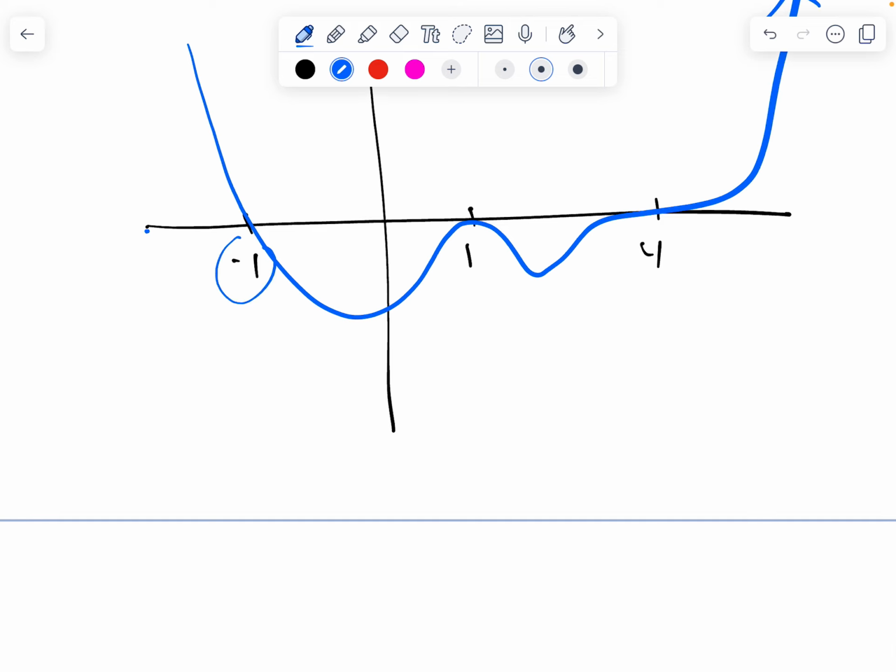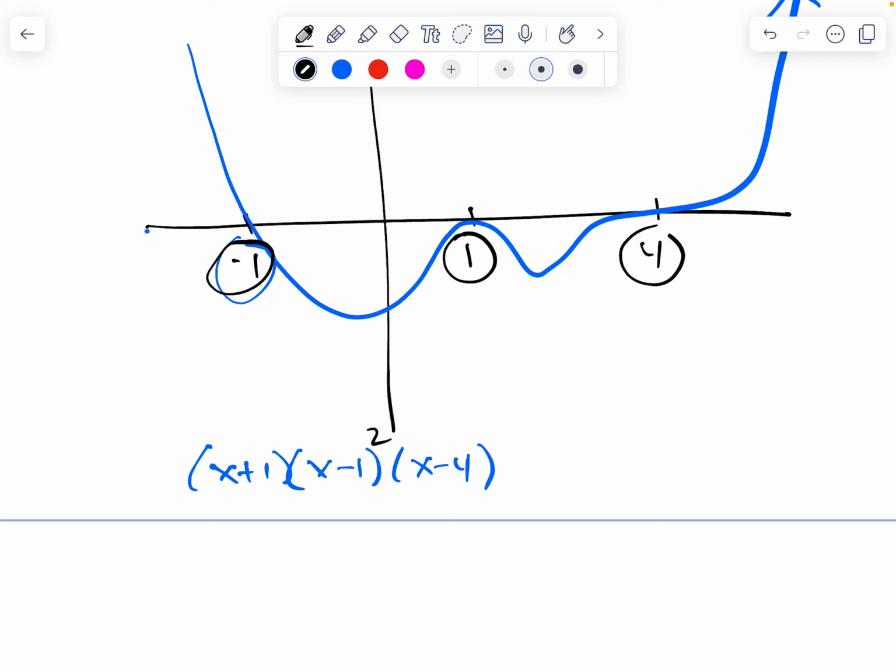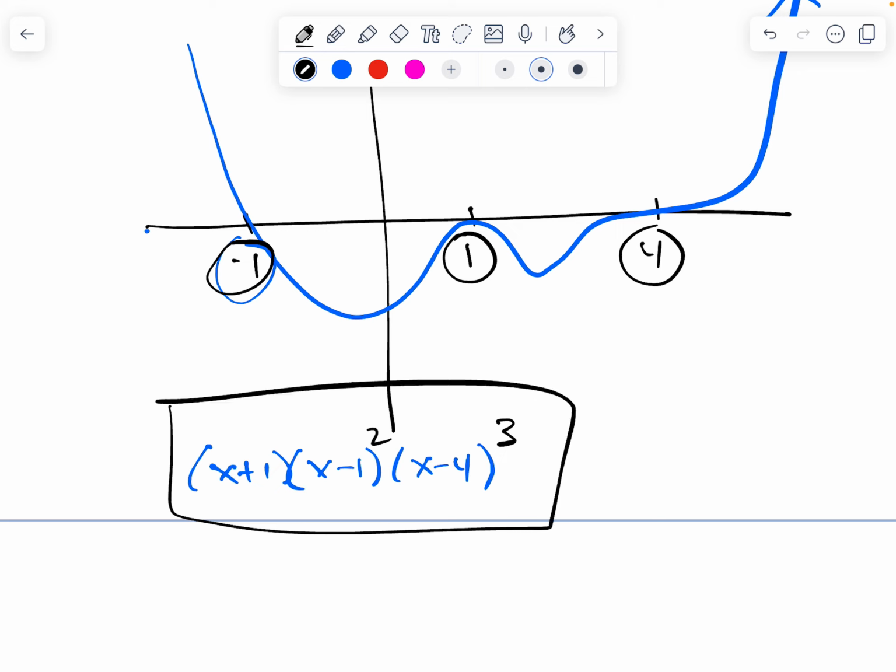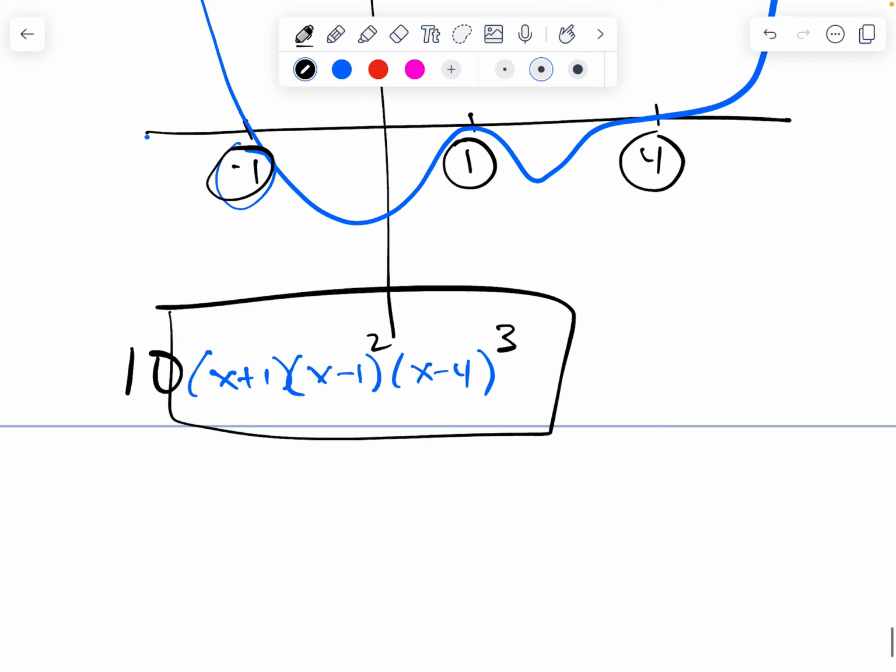Okay, so that -1, we're going to flip the sign, x + 1. That +1, we're going to flip the sign, -1. That +4, we're going to flip the sign, -4. Now for the multiplicities. This is normal, so nothing happens there. This looks like a double root because it bounces off it. This looks like a triple root. And so this is one potential polynomial. There could be others. For example, there could be some number in front of it like 10. We wouldn't know because there's no scale on the y-axis.